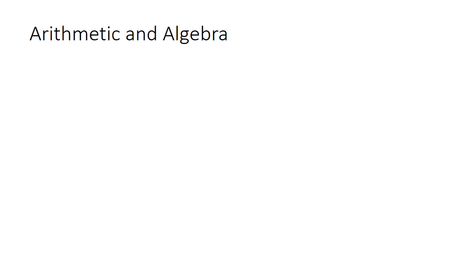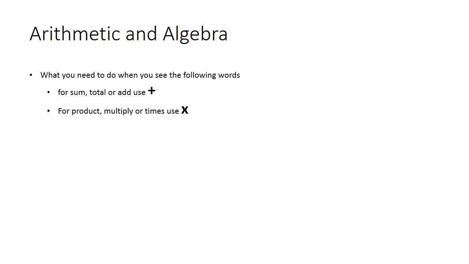Okay, let's talk about use of algebra and arithmetic. Now, first of all, a few tips. When you use the following words, you need to use the following arithmetic operations. So, if you see sum or total or add in the question, then you need to use the plus or add. If you see product, multiply or times in the question, then you need to use multiply.